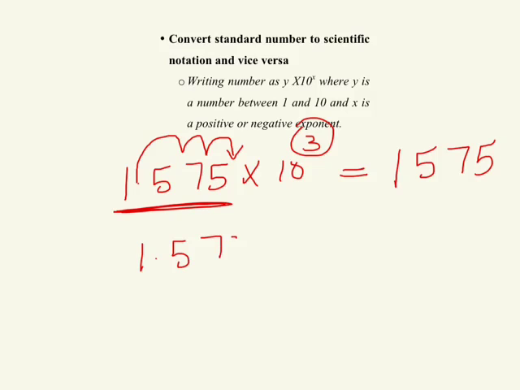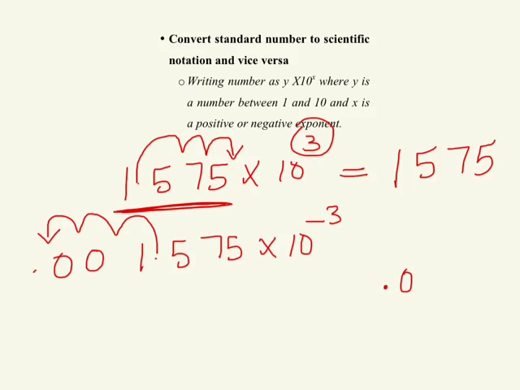Similarly, let's say you have this, but this time the exponent is negative. Then in that case, here is the decimal, and you need to move it 3 places backward. So what will be here is going to be 0. So 0.001575.